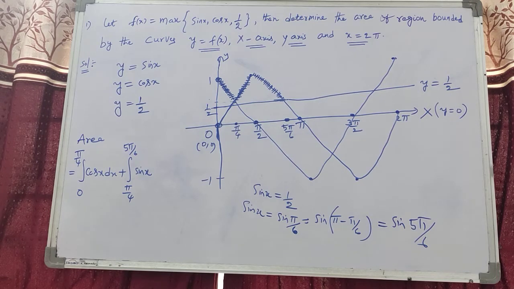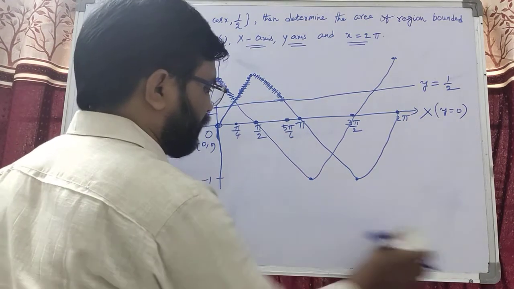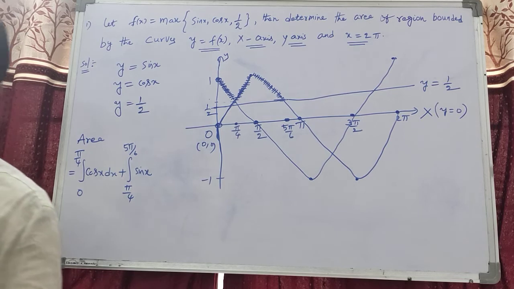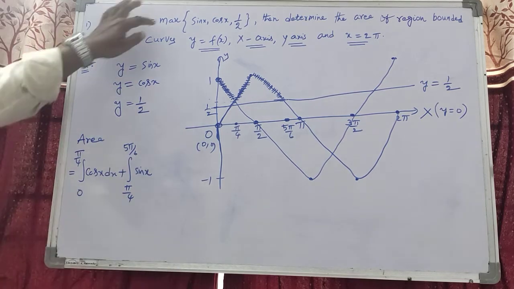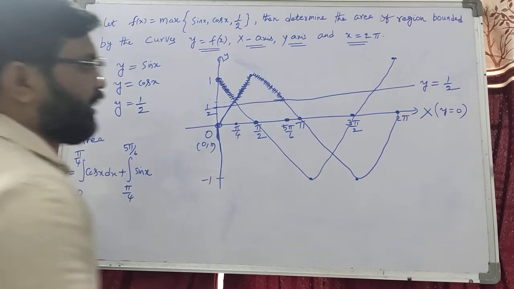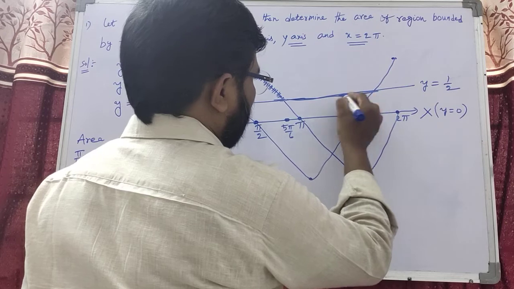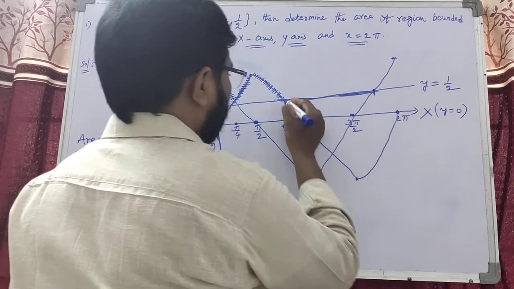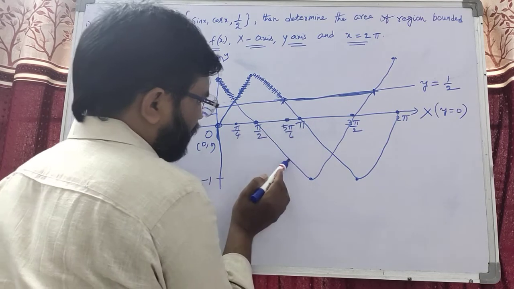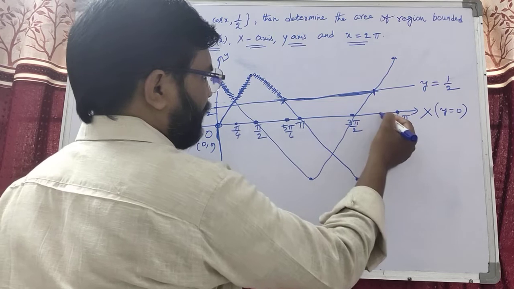So the next one, students, here we can observe we have to take only the maximum part. What is the condition, students? The maximum of sin x, cos x and 1 by 2. So dear students, we can observe this part up to here. This is the graph of sin x. This is the graph of cos x. In the region 5 pi by 6 to here, 1 by 2.